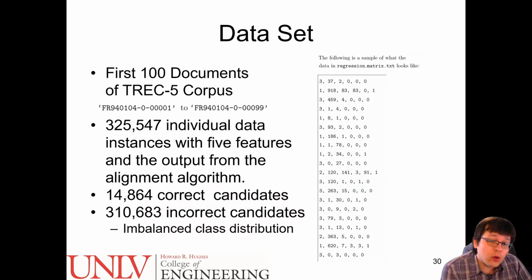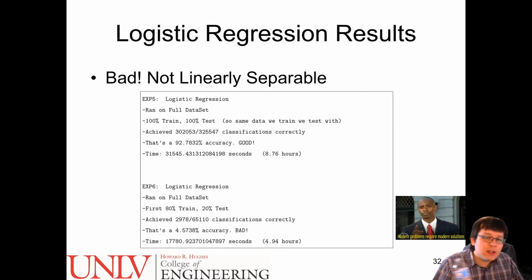So we generate a candidate, and what you can see here is that we have 14,000 correct candidates and 310,000 incorrect candidates. There's an imbalance that we're going to talk about later. So we threw in logistic regression just to test it out, 92% accuracy, but this was just on the training set itself. That's of course useless.